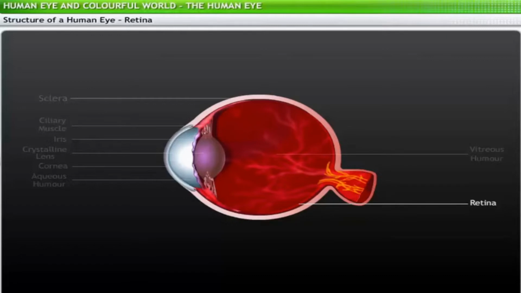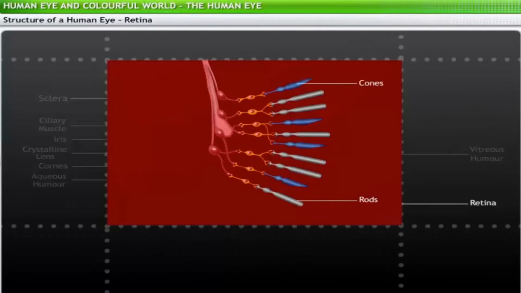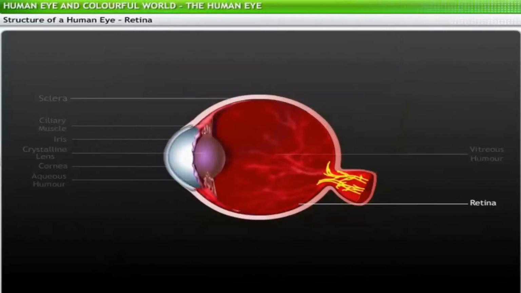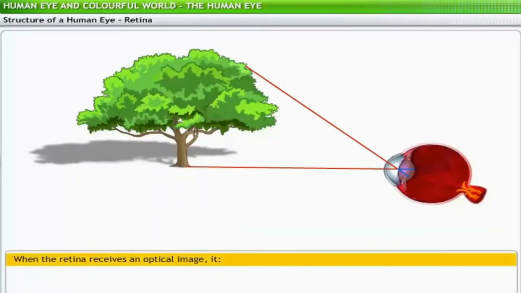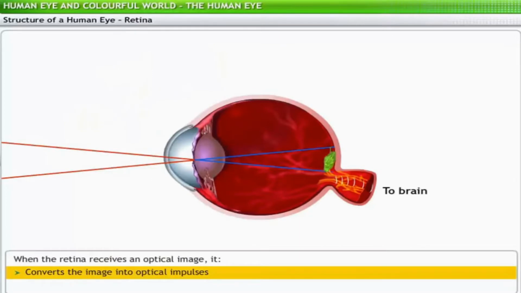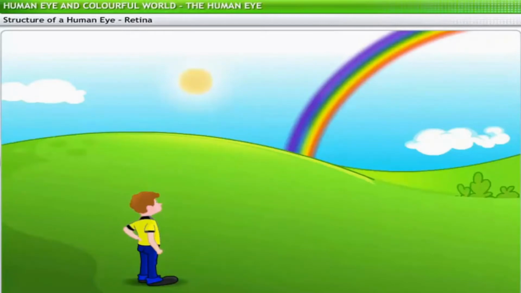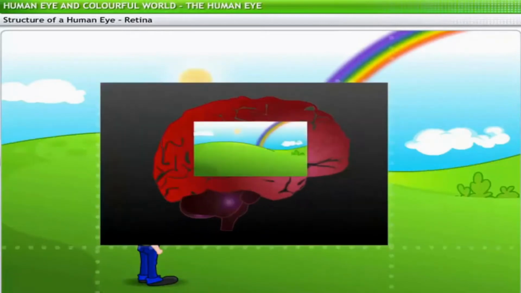The retina contains two main types of light-sensitive cells, called rods and cones. Through optical nerves, the retina connects the eye to the brain. When retina receives an optical image, it converts the image into optical impulses and relays these impulses to the brain through the optical nerve. The brain then interprets these signals to an image of the object viewed through the eye. That's how the eyes help us to see.